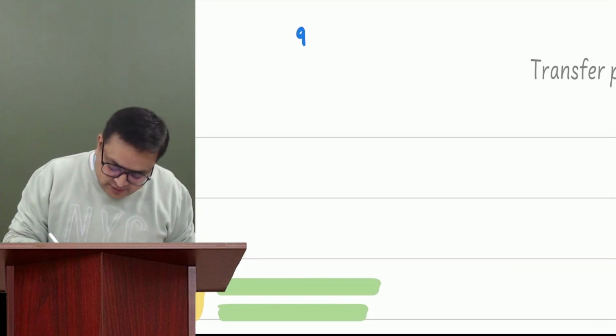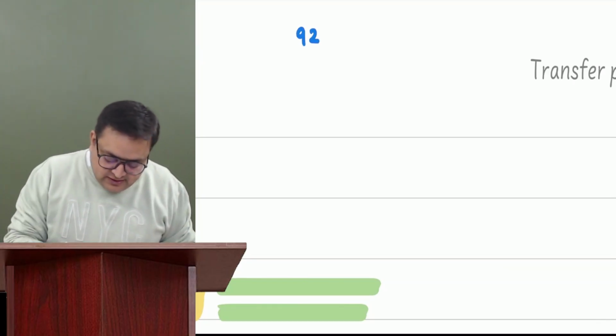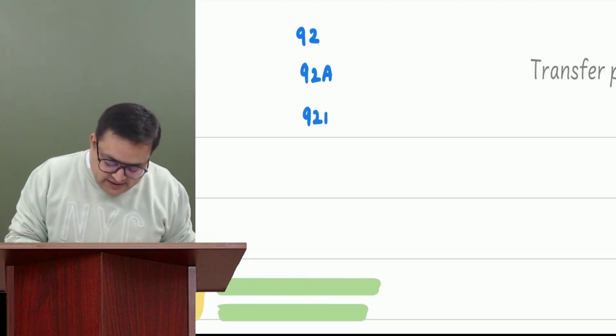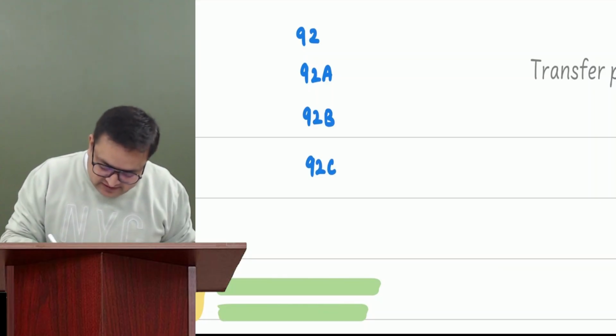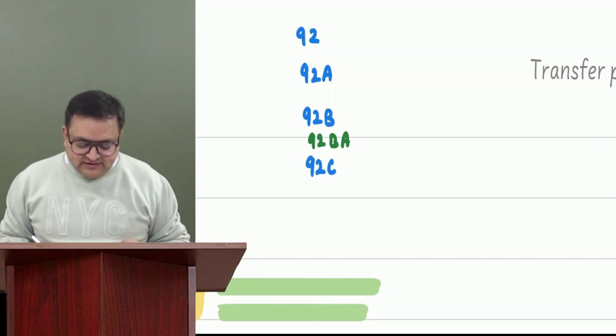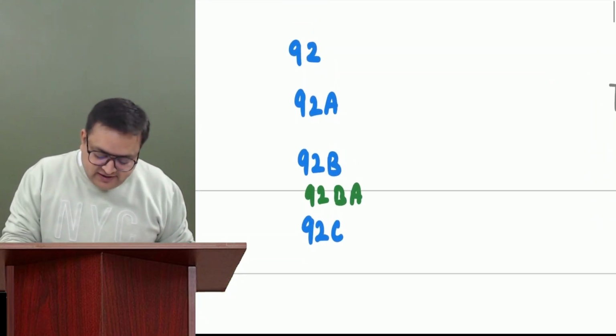First is section 92. What it is all about, I'll tell you. So one is section 92, you should know. Then second is 92A, 92B, and 92C. Although one more section in between, which is 92BA. What are these sections all about? See, section 92 is actually the charging section.